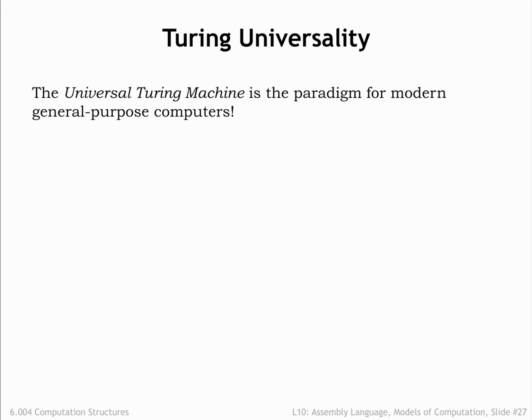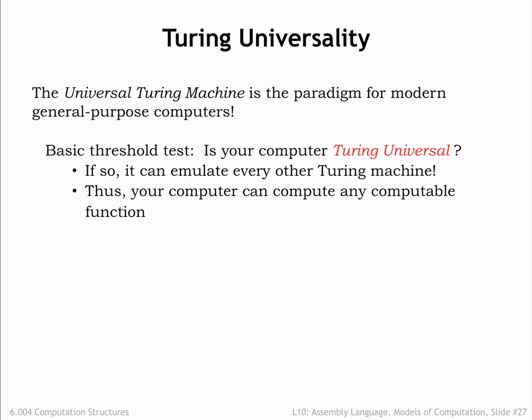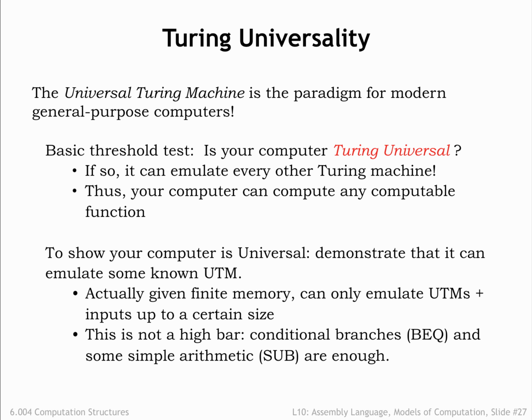The universal Turing machine is the paradigm for modern general-purpose computers. Given an ISA, we want to know if it's equivalent to a universal Turing machine. If so, it can emulate every other Turing machine and hence compute any computable function. How do we show our computer is Turing universal? Simply demonstrate that it can emulate some known universal Turing machine.